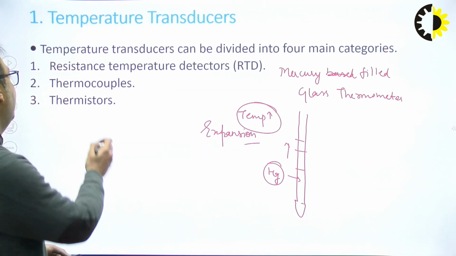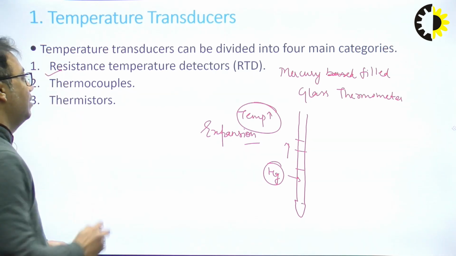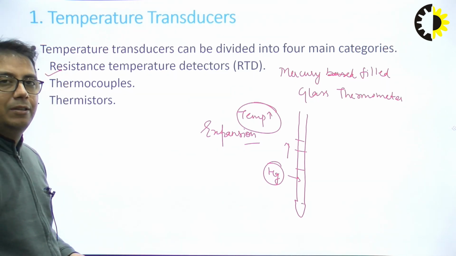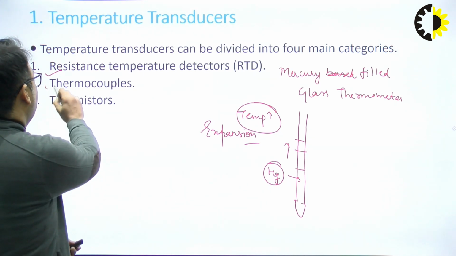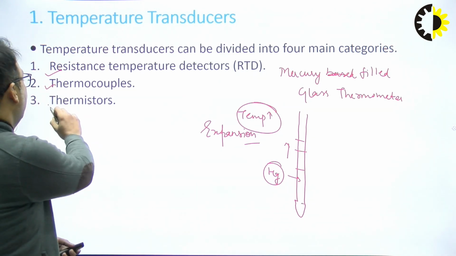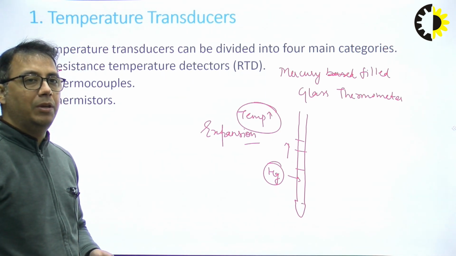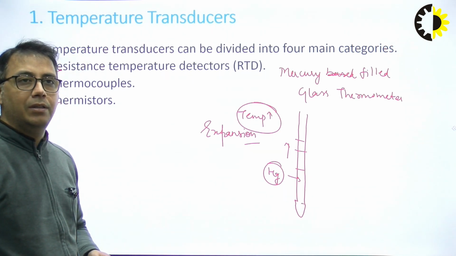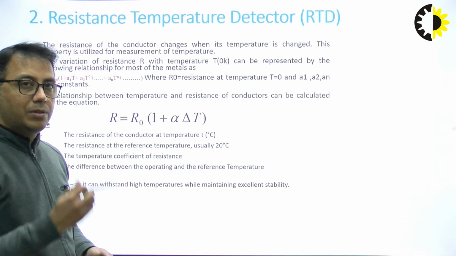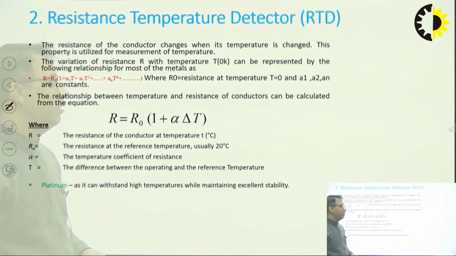There we need some other modified version of temperature sensors. So these temperature sensors are the resistance temperature detector, which are generally termed as RTDs. Second is thermocouple. Third is thermistors. So we shall study one by one in detail what these temperature transducers or sensors exactly are. So first of all, the resistance temperature detector.